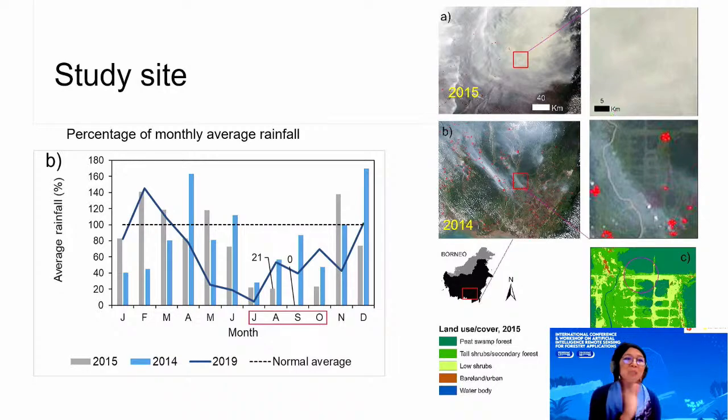And you see this panel, I'm sorry, I call it B, it should be D. You can see the average rainfall, the dashed line, that's the normal average. In 2015, the gray bar, compared to 2014, the blue bar, and 2019, the line bar, you can see it's really low, below normal average. So for that, we selected 2015 as the severe burning season and 2014 as the moderate burning event. You can also see down there the magenta circle shows the last remaining forest, which burned in 2015. So we will look at it later. Next slide, please.